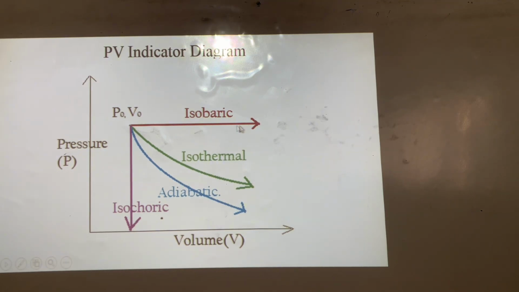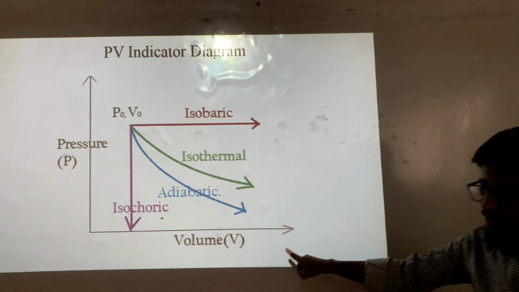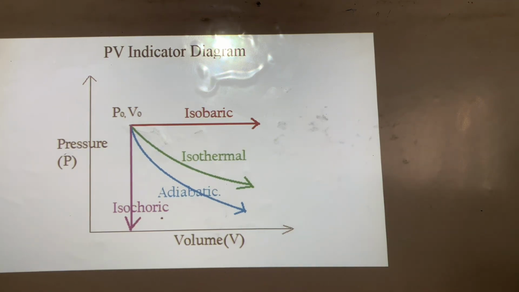Isobaric system has constant pressure, right? Because y axis is fixed, there is no increment in y axis. It is only increasing along x axis, meaning that you will increase the volume but your pressure will remain constant. And that is the definition of isobaric system.